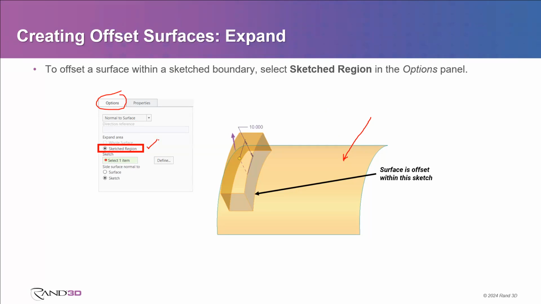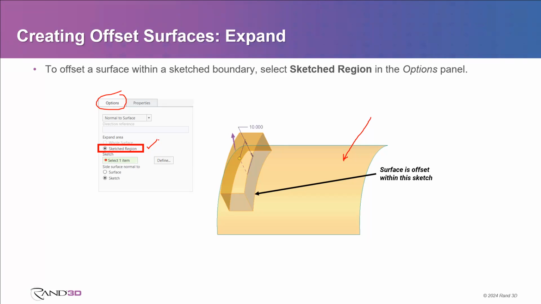So pick a plane, draw a sketch. That sketch gets projected onto the surface. It projects normal to the sketching plane. And then it does the expansion inside of the sketched region. On a plane up above that cylinder, I sketched a rectangle. That rectangle gets projected onto the cylindrical surface. And now it does the expansion just inside of the sketch instead of expanding the entire surface.